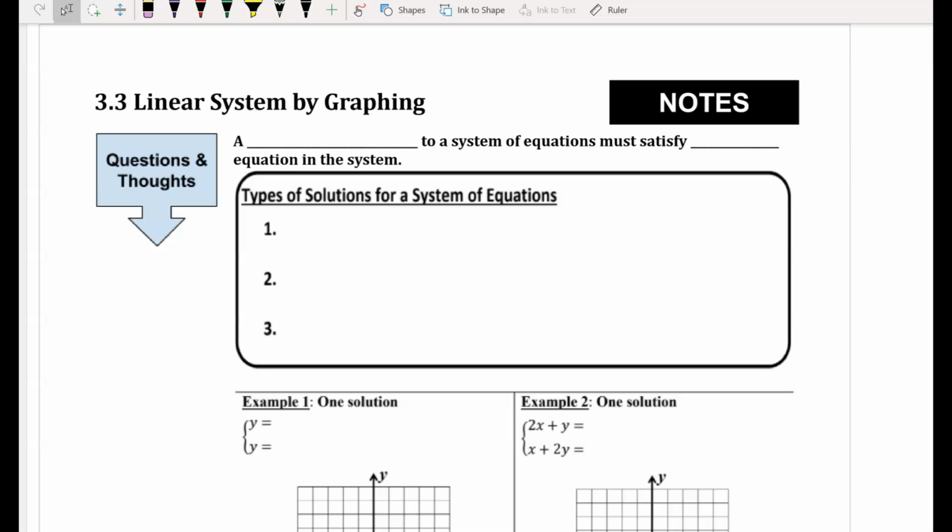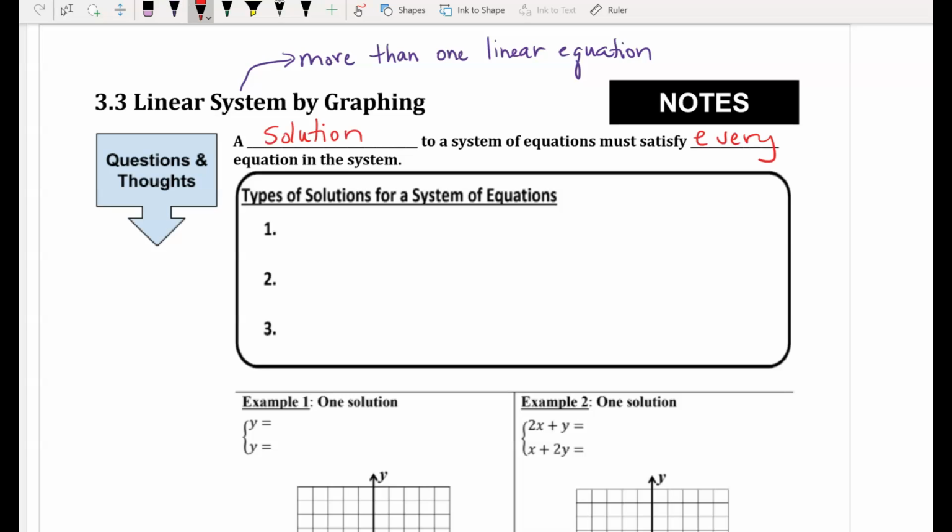Now that we've practiced graphing one line at a time, we're going to graph more than one line at a time to solve a linear system. A linear system has more than one linear equation in it, and a solution to a system of equations must satisfy every equation that's in the system.